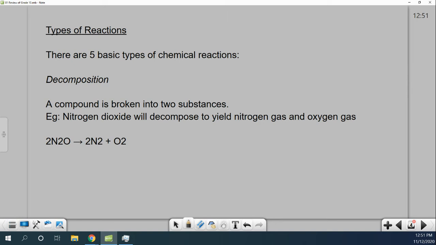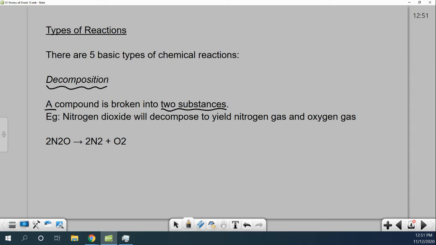The types of reactions. So there are 5 basic kinds of chemical reactions, and we find that almost every reaction follows one of these 5 types. So the first is a decomposition. It's when a compound is broken down into 2 other substances. So you go from one thing, a compound, into 2 things.